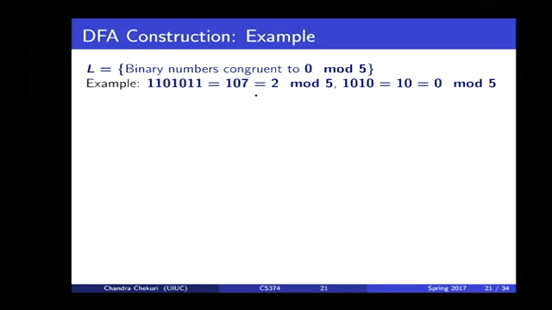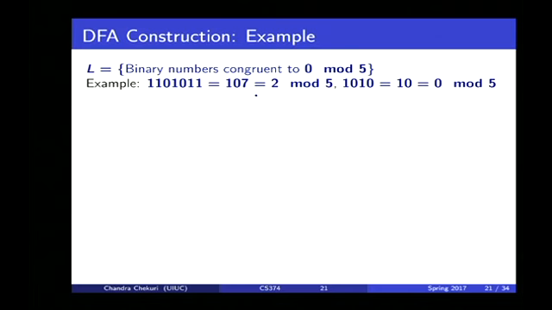So this is different from saying the length of the string should be divisible by 5, right? So what this is saying is, look, you look at a string such as 1010. What is that? That's the number 10, right? So that's divisible by 5, and we should say yes. The machine should accept.